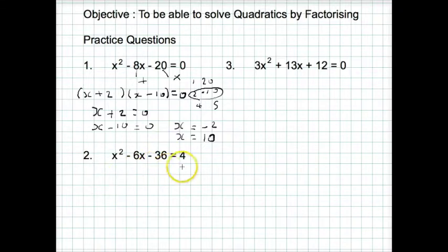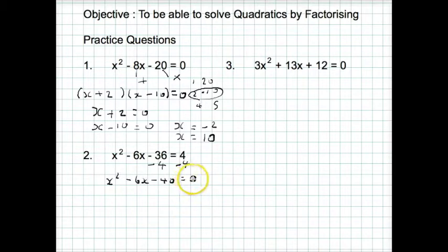Okay, question 2 then. Now this time it's not equal to 0. So in order to solve this, we've got to start off by making this equation equal to 0. Well, that's easy to do because if I just take away 4 from here, I've got 0. But whatever I do to that side, I must do to the other side. So I'm going to take away 4 from the left-hand side as well. That's going to leave me with x squared minus 6x minus 40 equals 0.